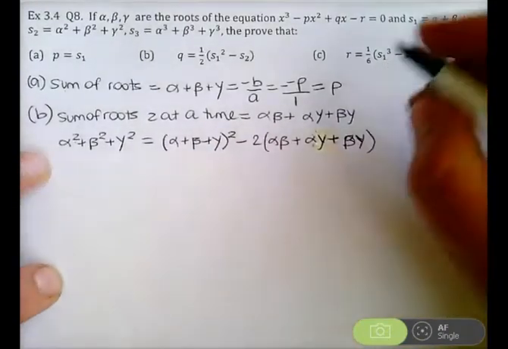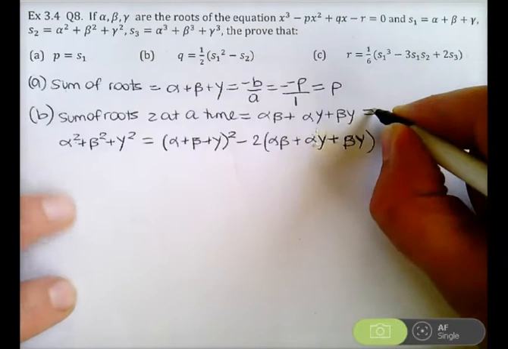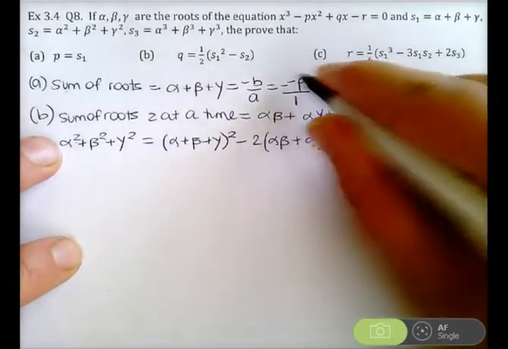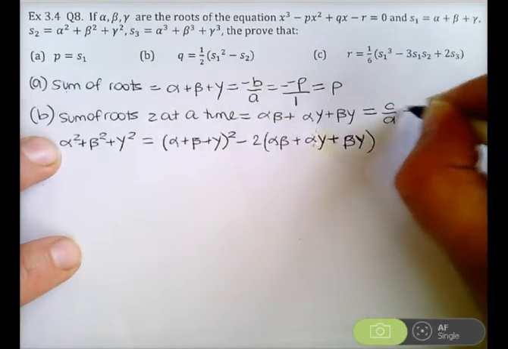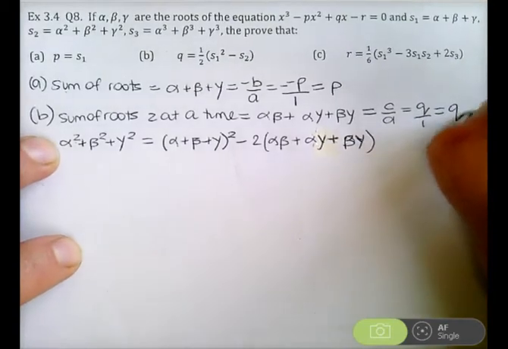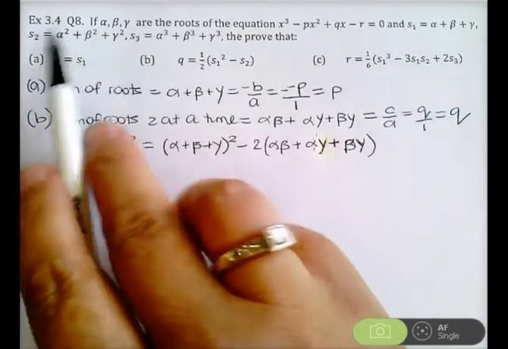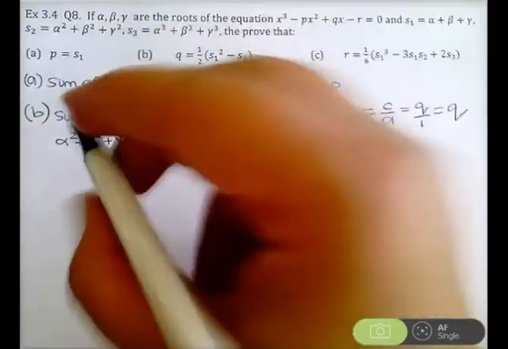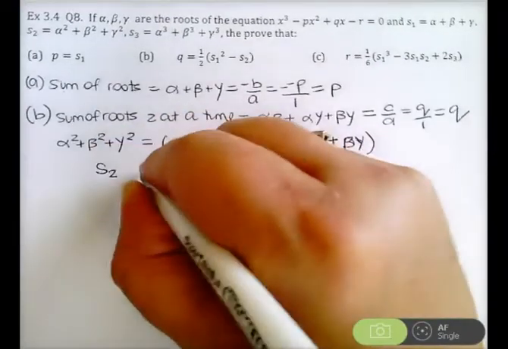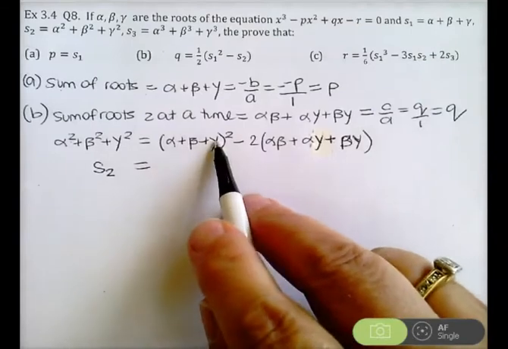Okay, now we know sum of roots 2 at a time, that's minus B on A. This is C on A, which is Q on 1, which is Q. Okay, so alpha squared plus beta squared plus gamma squared, isn't that S2? Equals alpha plus beta plus gamma.